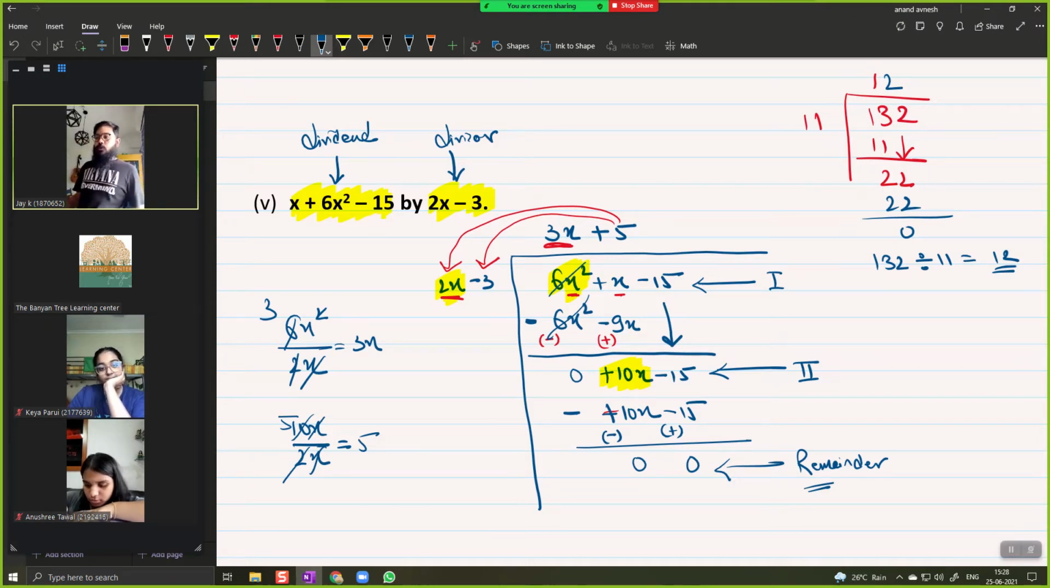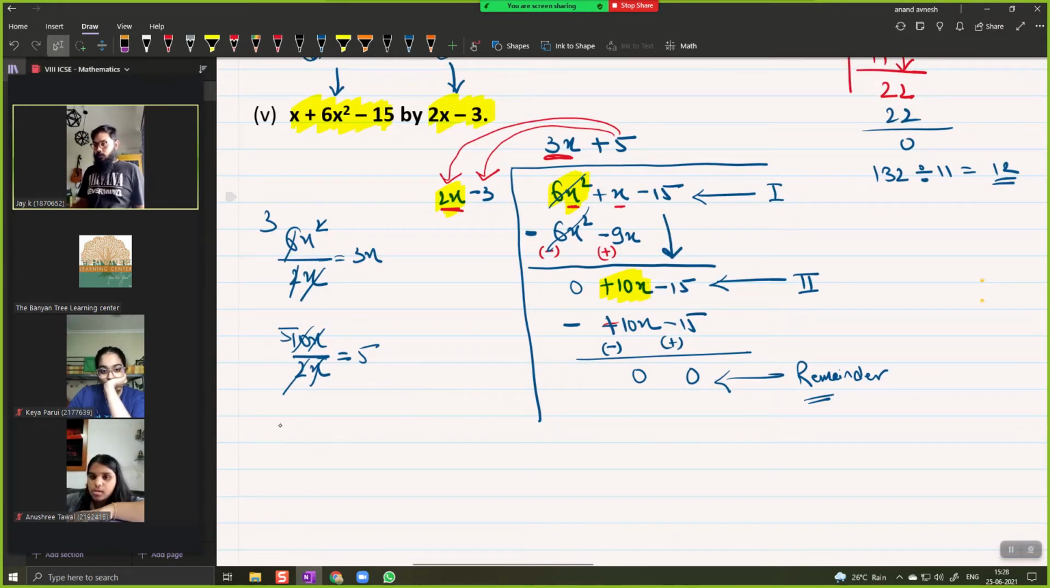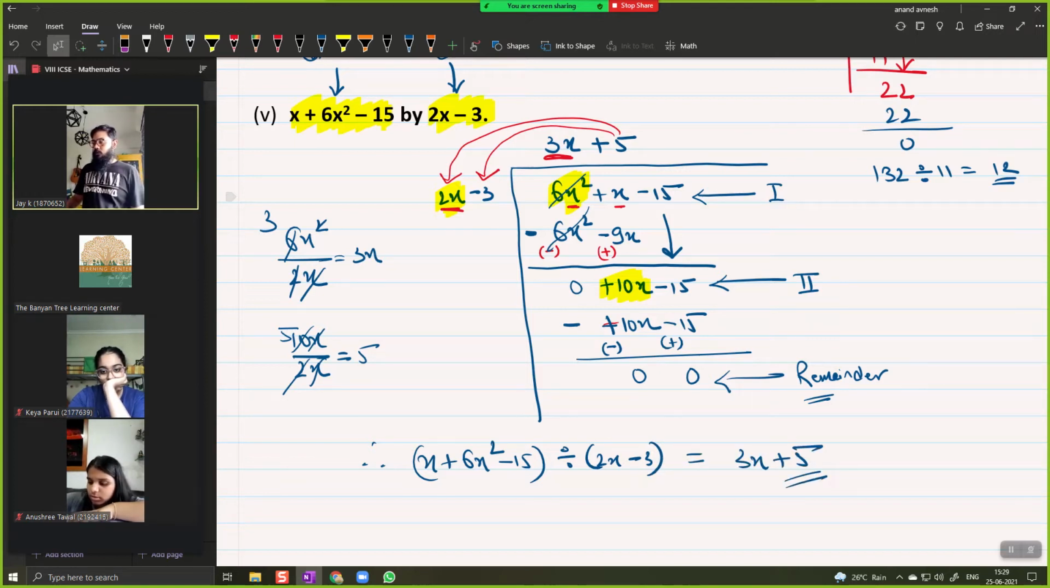So you got the answer. So what is the answer? You should write it finally below the division. So therefore x plus 6x square minus 15, the whole divided by 2x minus 3 will give you 3x plus 5. That is your final answer.